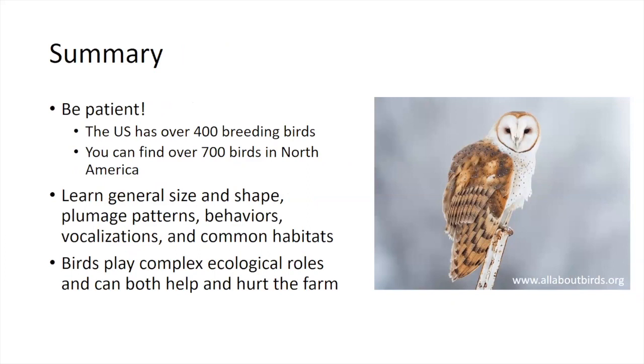In conclusion, we've gone over 43 of the most common birds today, but the US has over 400 breeding birds, and throughout the year you can find over 700 birds, including incidentals that fly over from Europe in a storm or get here in some unusual way.